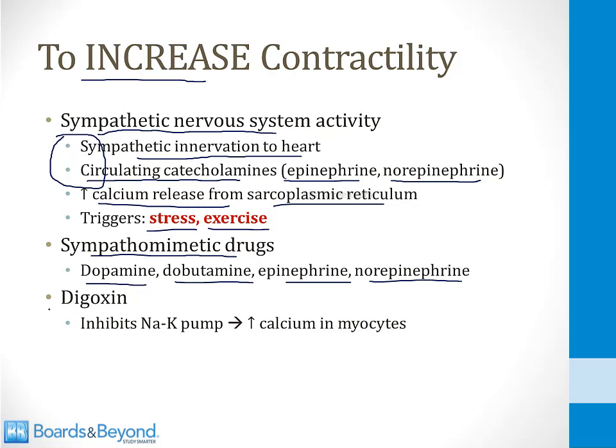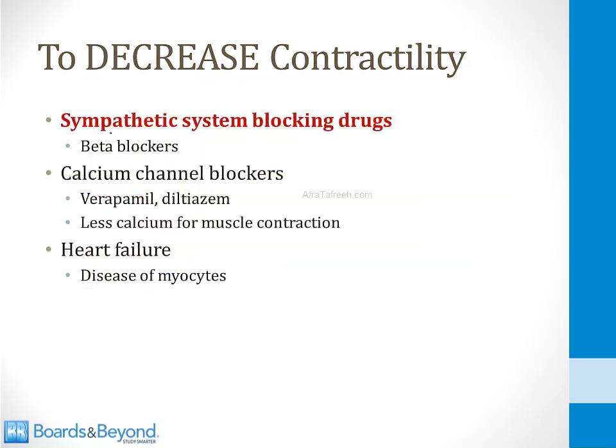And then finally, the drug digoxin, which I talk about in some of the other cardiology modules, inhibits the sodium-potassium ATPase pump. This leads to an increased calcium level inside of myocytes, and this is another non-physiologic way to increase contractility. The main way that contractility is decreased is by dialing back the sympathetic nervous system. This can occur naturally when patients enter states where there's less sympathetic activity. It can also occur via the use of drugs.